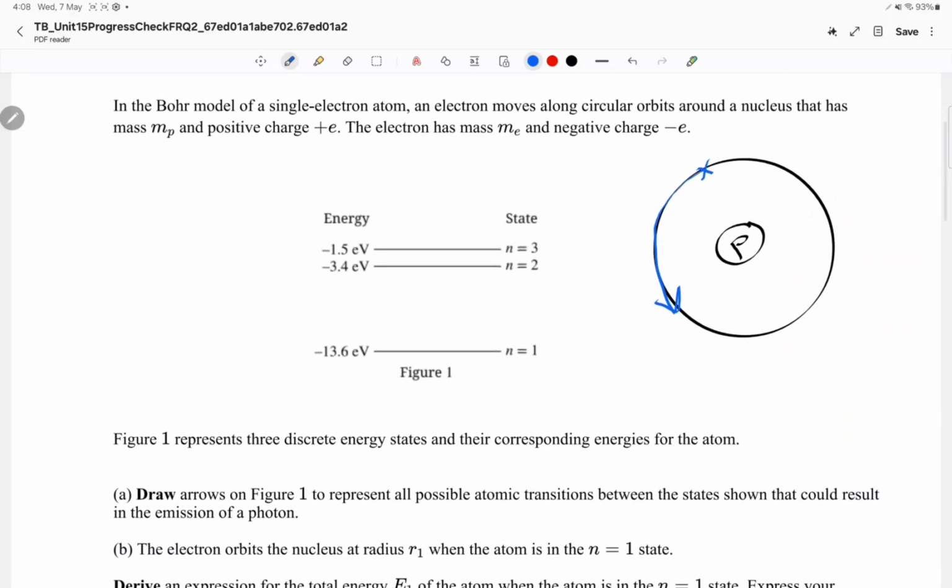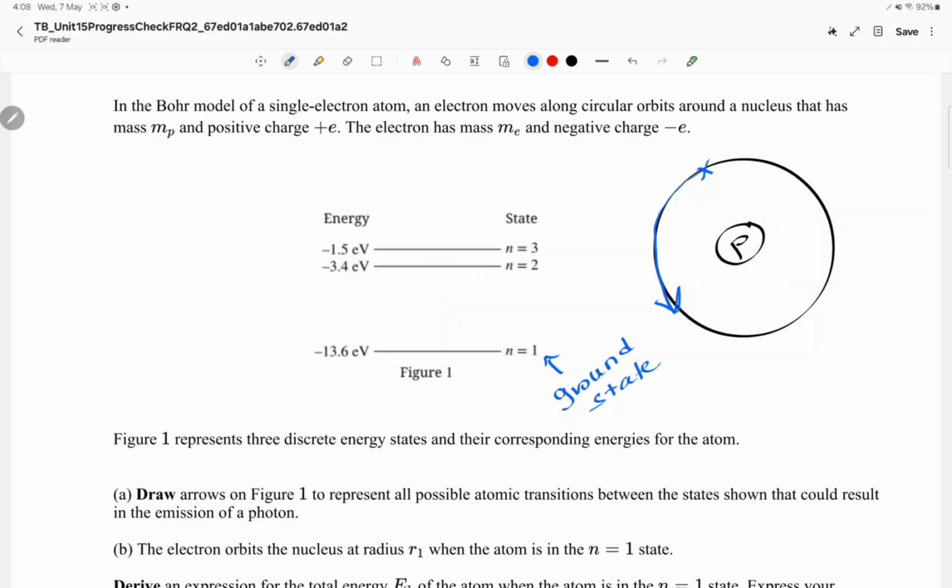And here we have in figure 1 three discrete energy states, basically, and also their corresponding energies. So the n1 is called the ground state. It tends to be the most negative of the three. Okay, you guys know how this works, right? To go up, you have to absorb a photon, and to go down, you have to release a photon, which means release light, most likely.